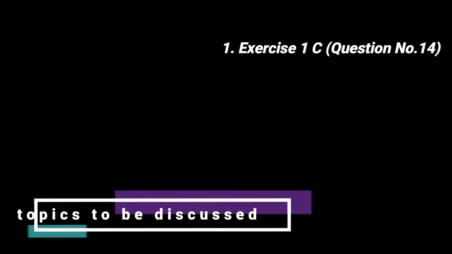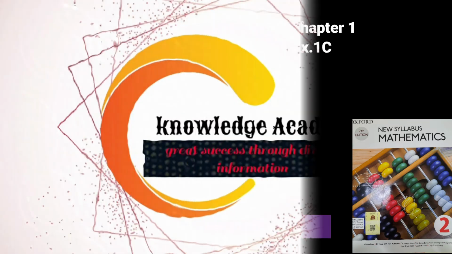Topics to be discussed are exercise 1C question number 14. For reference, we are using exercise 1C of this book, so stay tuned.